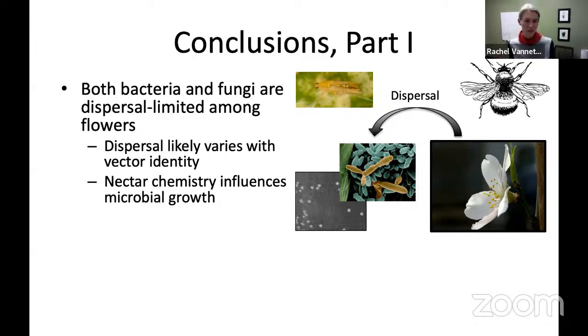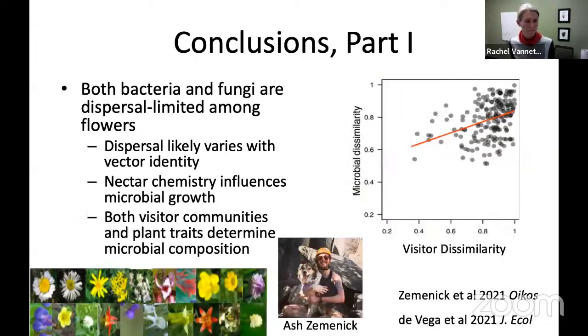We also find that nectar chemistry is variable, so we know it's variable among species, and we found evidence to suggest that that variation can affect microbial growth in nectar. And so this leads us to conclude that both visitor communities and plant traits can determine microbial composition at the landscape scale.